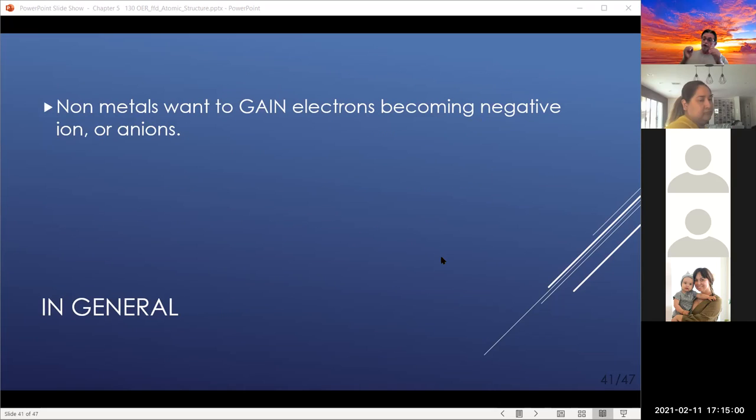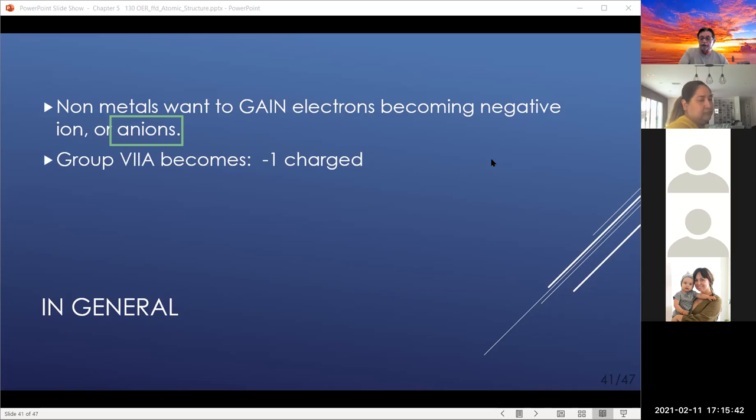So as I stated before, nonmetals, put this in long-term memory, want to gain electrons, and by gaining electrons, they become negative ions. Negative ions have their own little name. They are called anions. Before we just called them negative and positive ions. Now we're being more specific. Anions are negative charge. So the chloride, the bromide, the nitride, the oxide ions, those are collectively anions.